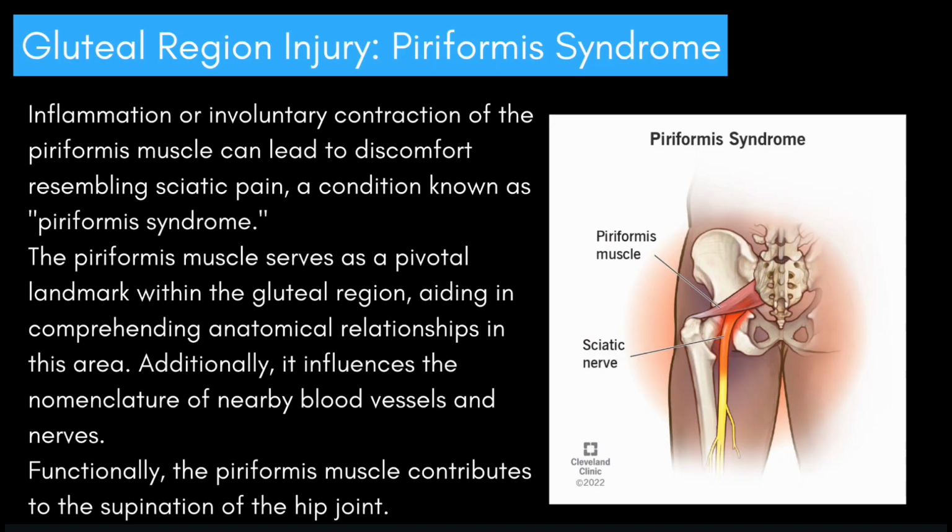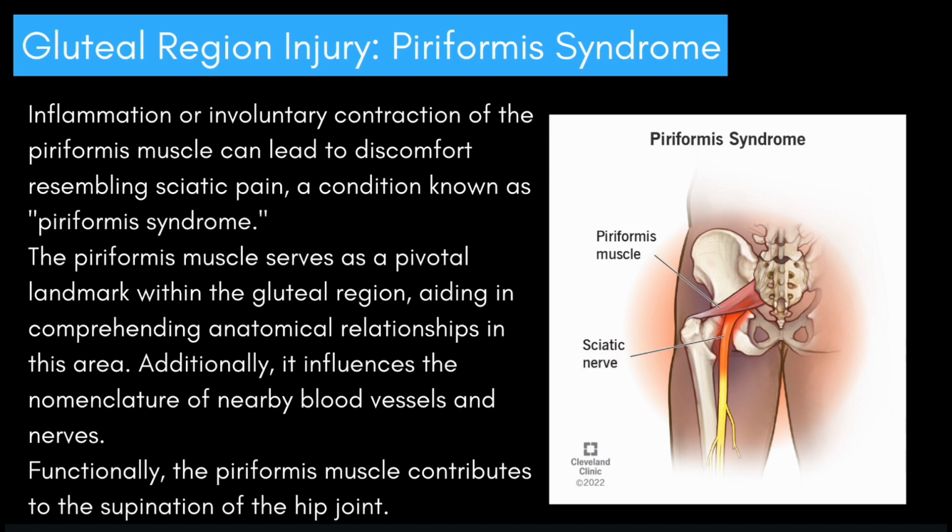Next, we're going to be talking about a gluteal region injury known as Piriformis Syndrome. Inflammation or involuntary contraction of the piriformis muscle can lead to discomfort resembling sciatic pain, a condition known as Piriformis Syndrome. The piriformis muscle serves as a pivotal landmark within the gluteal region, aiding in comprehending anatomical relationships in this area. Additionally, it influences the nomenclature of nearby blood vessels and nerves.